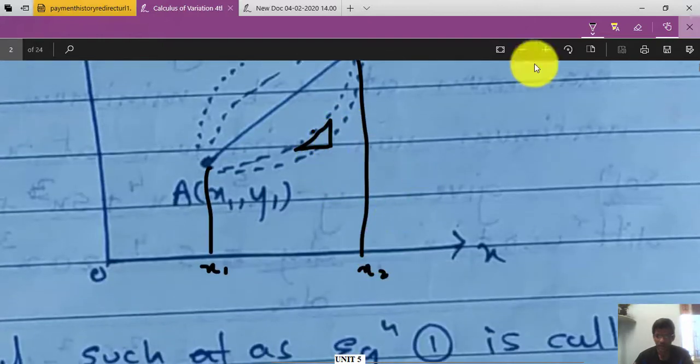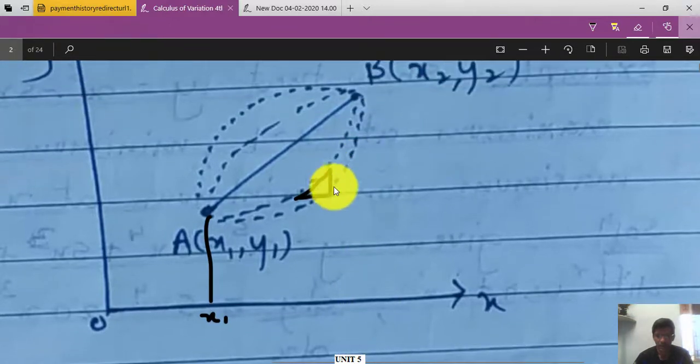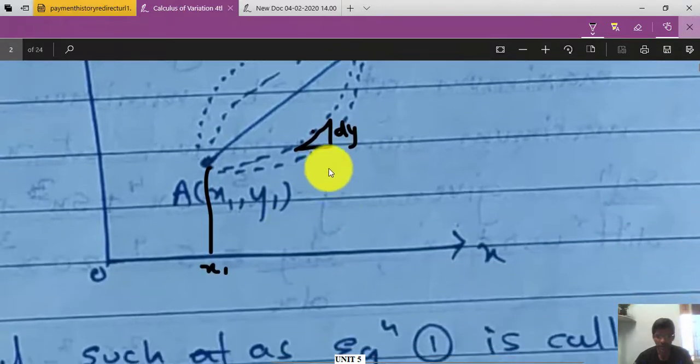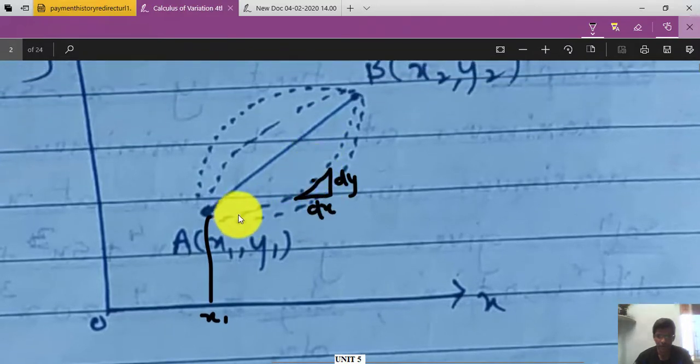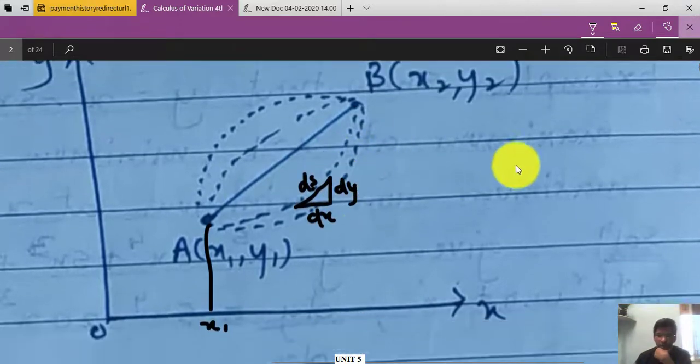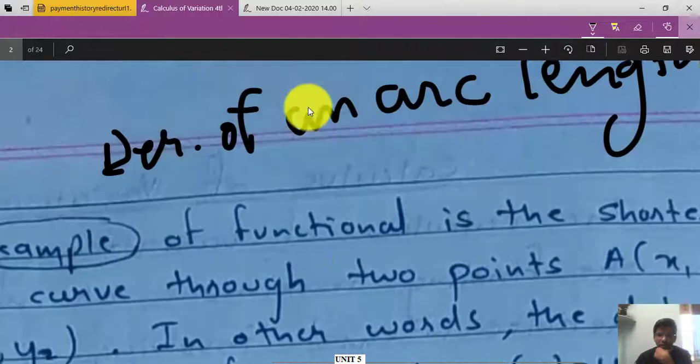So now this equation here, this is some part of y, that turns out to be dy, and this is some part of x, that is dx, right? And for this curve, this is some part of ds, right? Now for this particular thing, how do I evaluate it? So this is the concept of derivative of arc length.